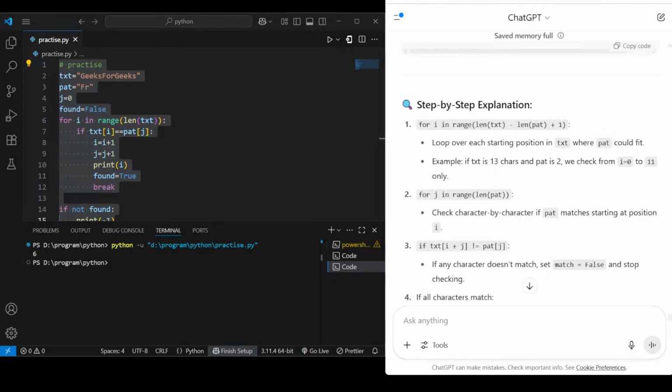Guys, I have a doubt now. Each starting position, check whether a pattern could fit. Example: if text is "cat" and pattern is "ca", we check from i equal to 0 to 1 only. Now for j in range of length of pattern, check text at i plus j against pattern at j.